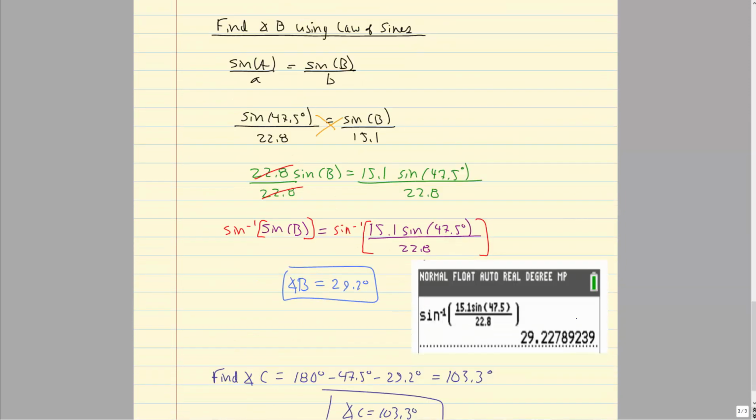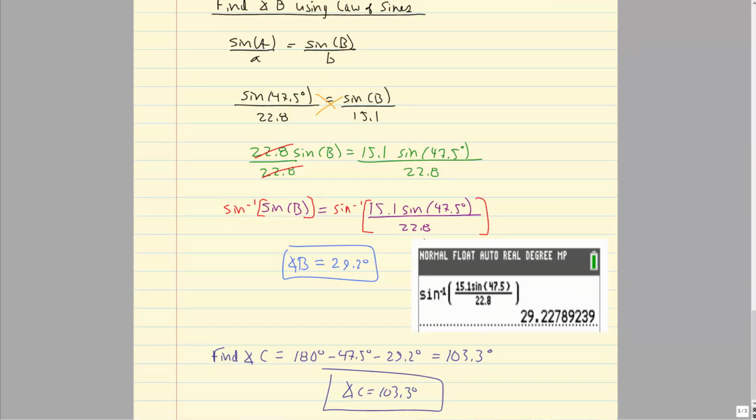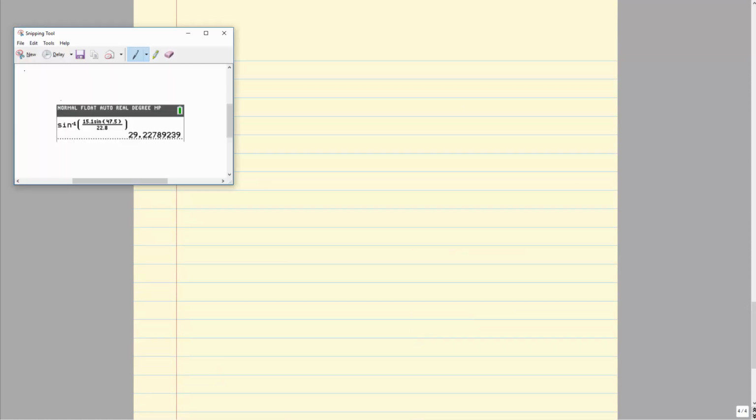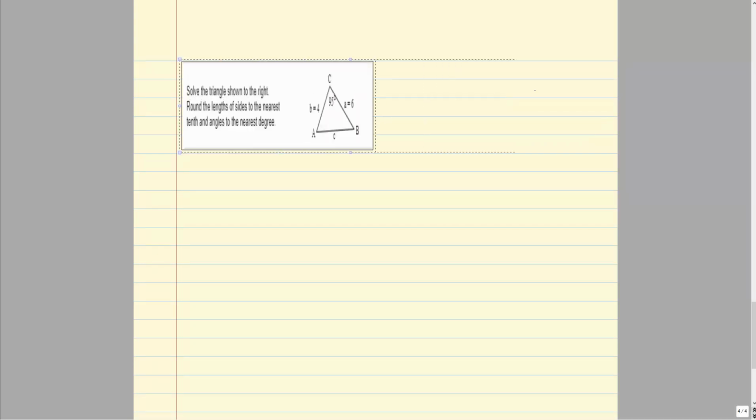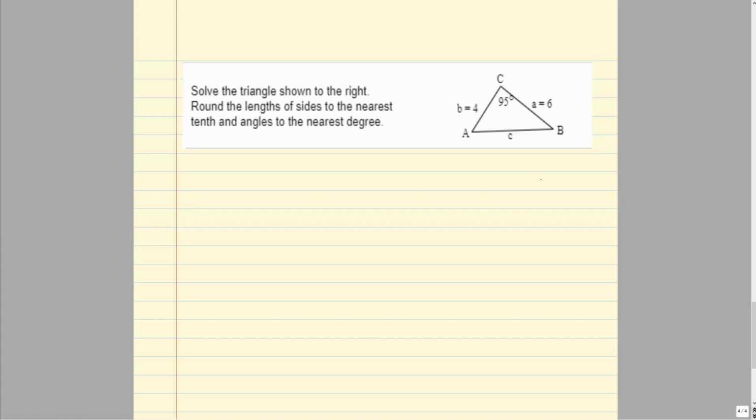Okay, let's go ahead and look at another example. The one we just looked at again was law of cosines. It was side, side, side, so I had three known sides. This next one, they give us a picture to work with, a sketch, so that makes it a little bit easier. And they want us to solve the triangle, and they would like us to round the lengths of the sides to the nearest tenths and the angles to the nearest degrees.